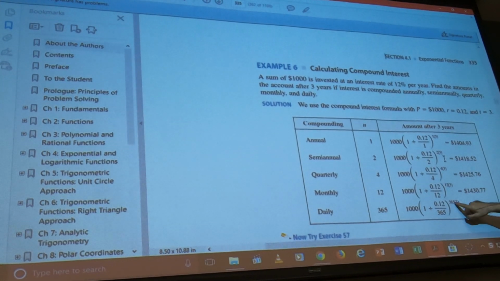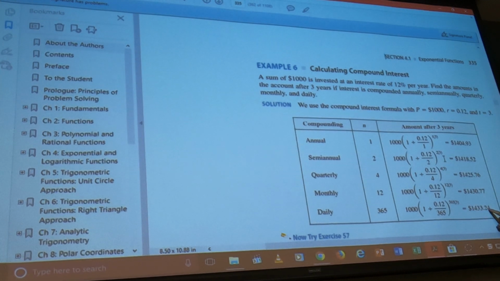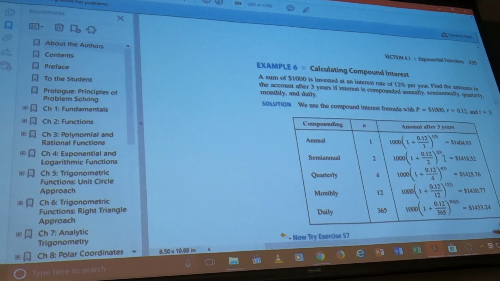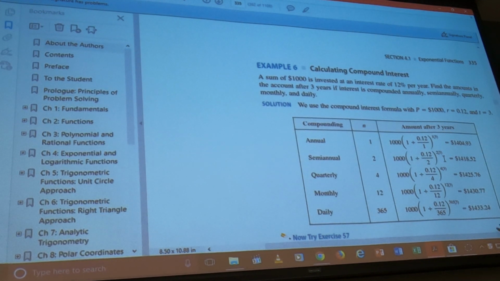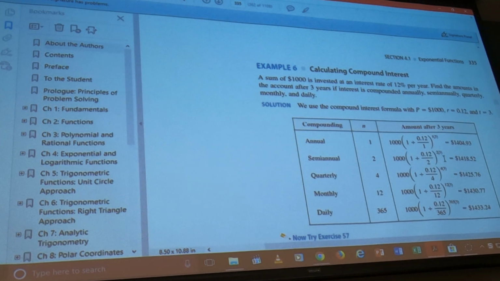So what if you compound daily? Well, it doesn't give you that much more, right? So compounding monthly, you'll grow $1,000 to $1,430.77. Compounding daily is actually less than $3 more than that, right? So it's a pretty small difference.